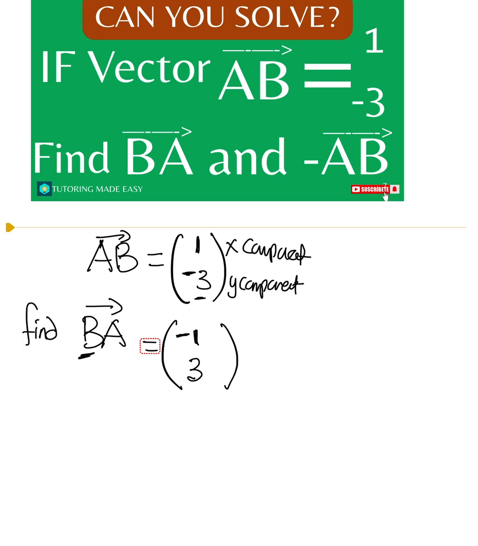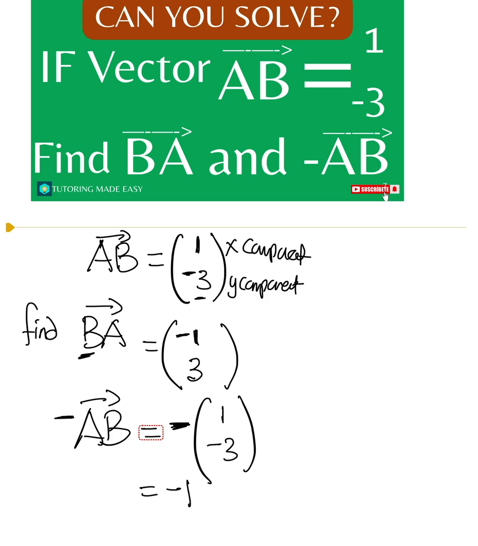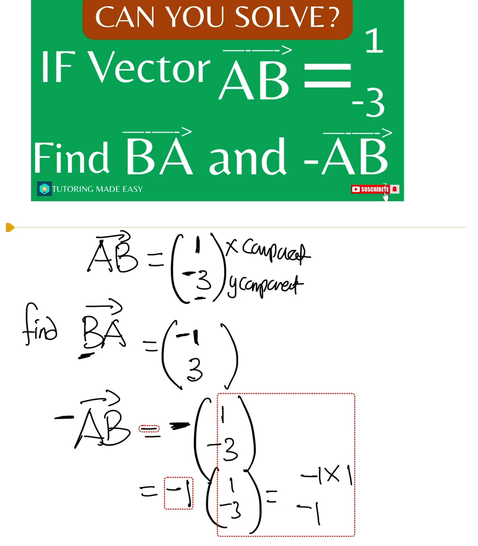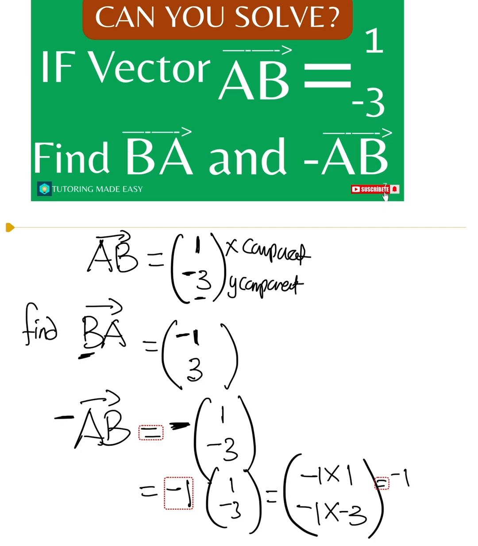On the other hand, if we're being asked to find the negative of the vector AB, we're just going to introduce a negative sign before the vector itself, which is 1 and -3. That's all we're going to do. Now, this gives us an invisible -1 times 1 and -3. What does that mean? It means we're going to multiply the -1 by the x component, and we're also going to multiply -1 by the y component. And when we do that, we get -1 and +3.